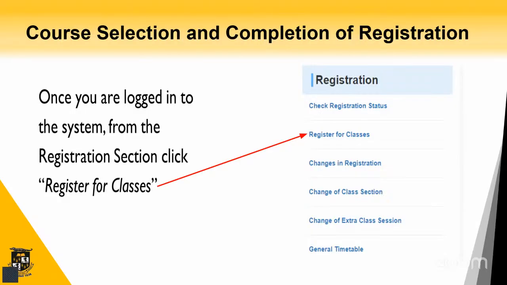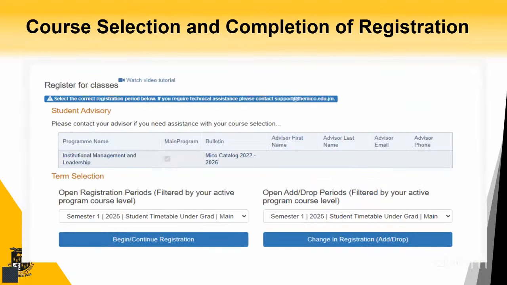All right. So now we're going to select the courses, and you have everything in front of you. I'm not going through every step, I'm just going. So you select register for classes, which is the second option, and from there your page appears. Now if you look down where you see term selection, you have two schedules open at the same time. So you will see open registration period, and it will have the registration period there. So for you as undergrad students, it's semester 1, 2025 student timetable undergrad. And that's to your left.